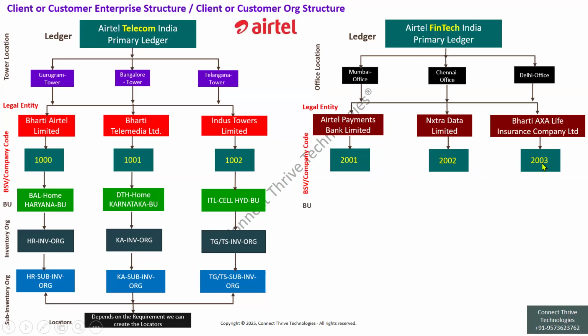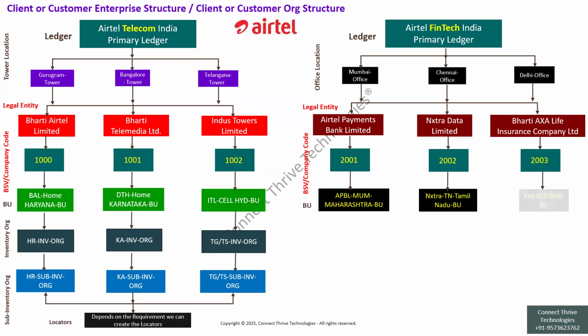Okay. Then to divide the transactions and to see the security for each location, we created business units. So Airtel Payments Bank Limited Mumbai Maharashtra BU, then Nextra Data TN Tamil Nadu BU, and then AXA NCR Delhi BU. Based on the location and entity name, I created the business units. By using the business units, we can book all the transactions, and the associated legal entity and BU code we will get. Then accordingly we book the transaction.